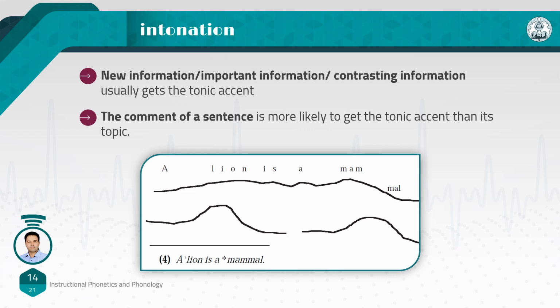So the two speakers differ slightly in that the American English speaker puts accents on both lion and mammal. Nevertheless, even for this speaker, the tonic accent is the last accent of the intonational phrase. For both speakers, this is on the last word, mammal, making it clear that this is the comment, the new information that is being given about an already known topic.